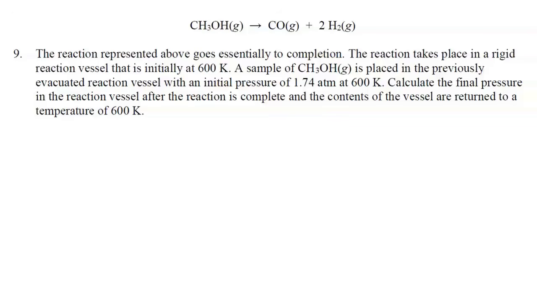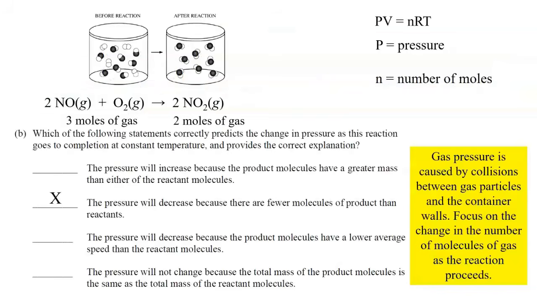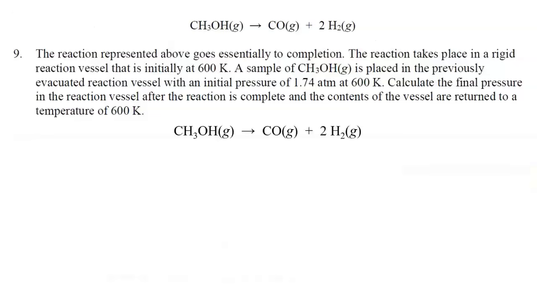Calculate the final pressure in the reaction vessel after the reaction is complete and the contents of the vessel are returned to a temperature of 600 Kelvin. In the previous problem, in question 8, I said that gas pressure is caused by the collisions between gas particles and the container walls. What happens in this particular reaction is we go from 1 mole of gas for the reactants to 3 moles of gas for the products.